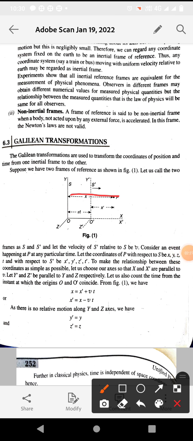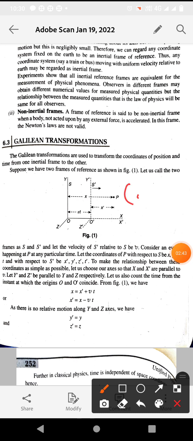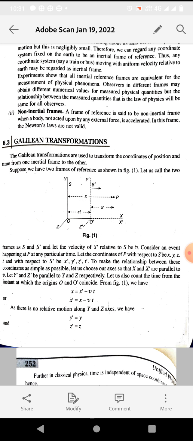What are the coordinates of the event at point P from S? x, y, and z in three dimensions, and another is the time coordinate t. But what about S dash? How do we recognize that event in S dash, with x dash, y dash, z dash, and t dash? These are the coordinates according to S dash. So what is the relation between S and S dash? That is derived from the Galilean transformations.